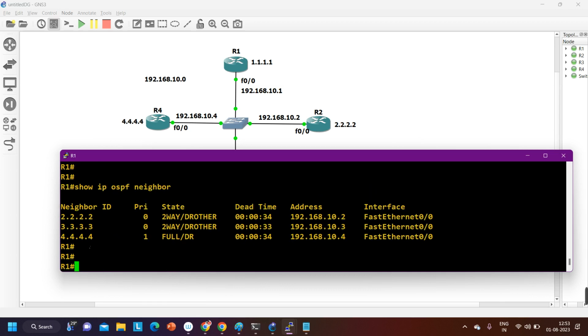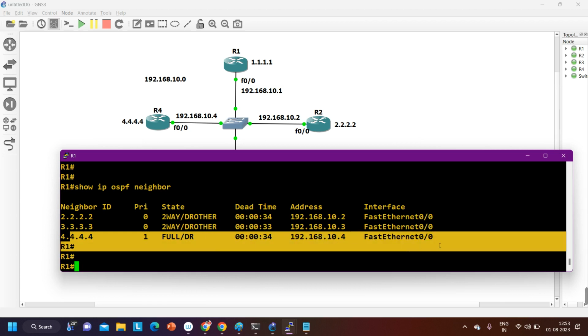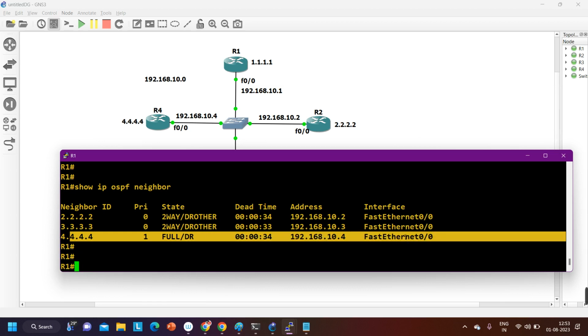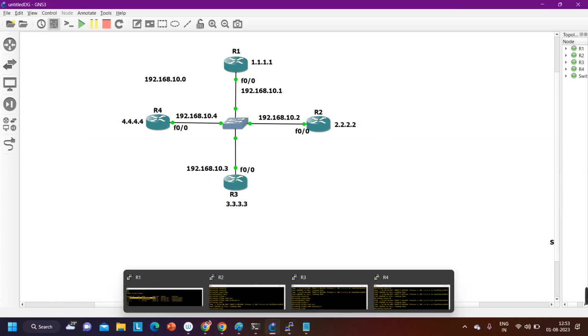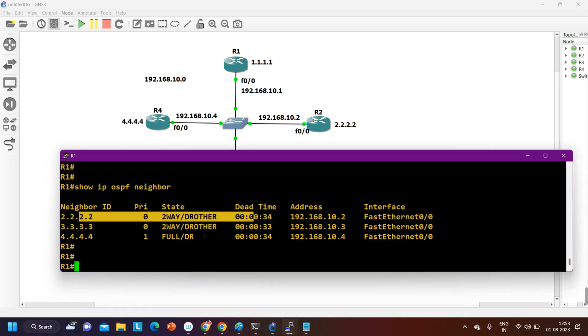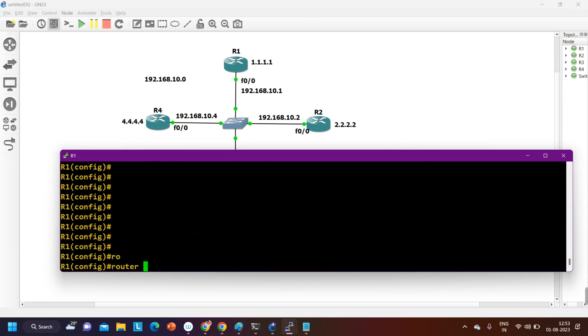You can see only router 4 is DR. There is no BDR now. All routers will form full adjacency with the DR router only. Between DROther routers, neighborship will be only up to the two-way state. In the two-way state, DR and BDR election will happen. Okay, guys? Is it clear? Yes.